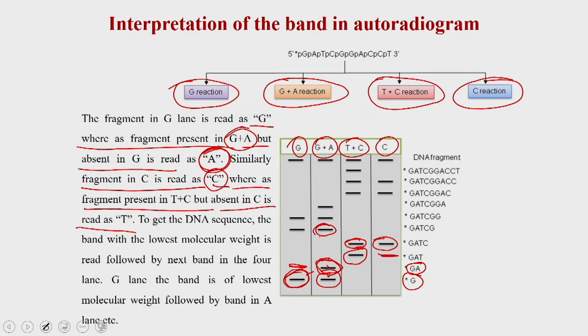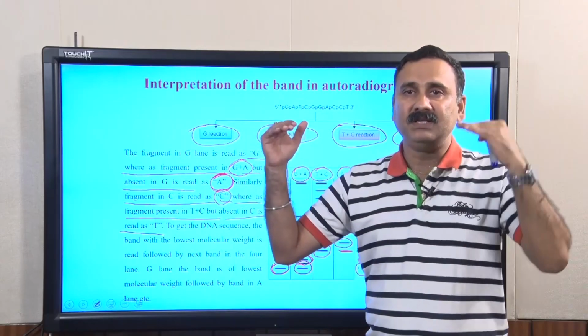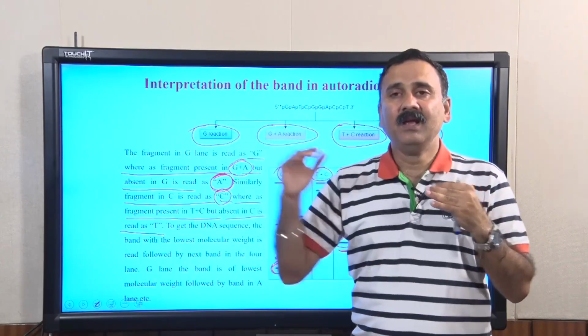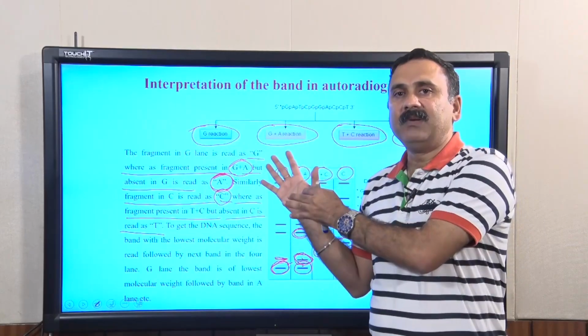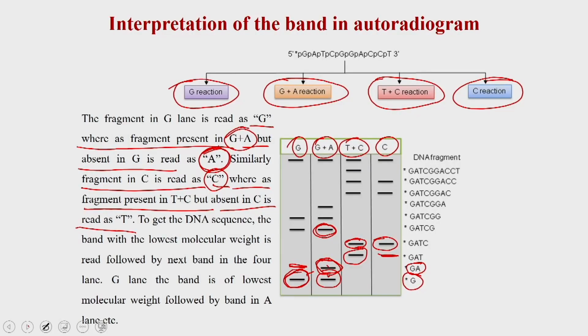So, that is how you are going to interpret the DNA sequencing results from the Maxam-Gilbert method, where you read from the bottom, and if you have bands both in G as well as G plus A, then it is considered to be G. If you do not have the band in the G lane, but you have the band in G plus A, then it is going to be considered as A, and the same is true for T plus C and C also. So, this is what we have discussed so far.